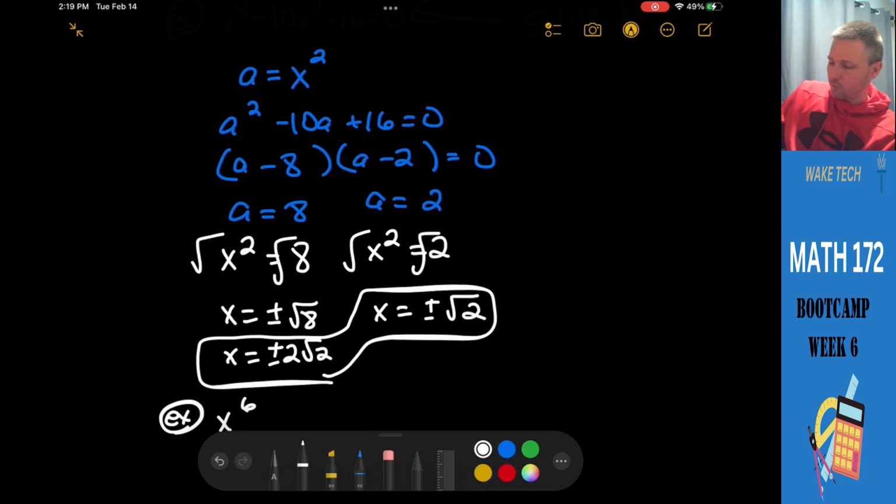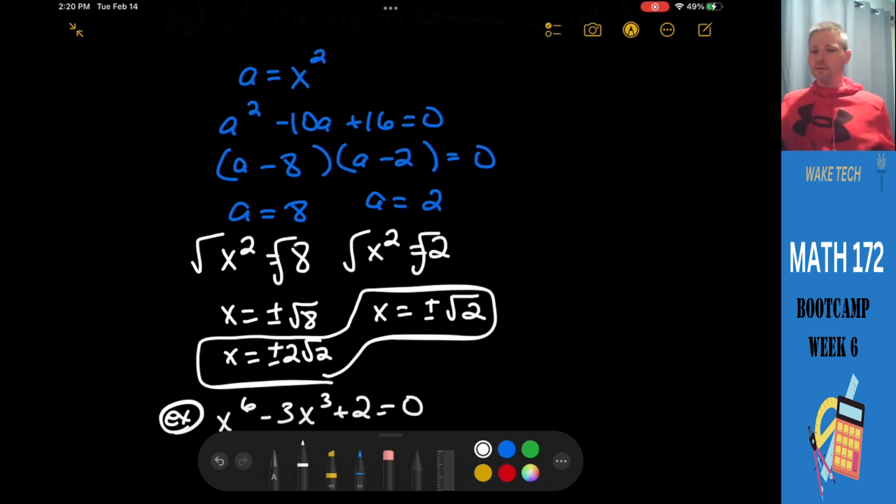Let's do one more of these. x to the 6 minus 3x to the third plus 2. I'm going to leave that one for you to do from beginning to end. Come up with a substitution that you can use. Make the substitution, solve for a or whatever other letter you use, and then undo that substitution to solve for x.